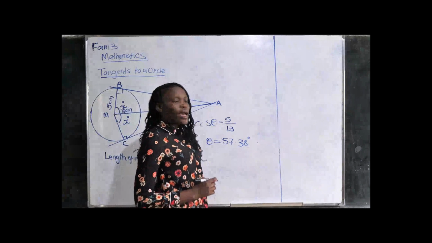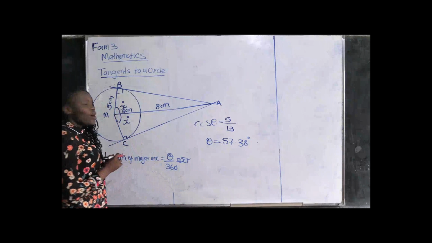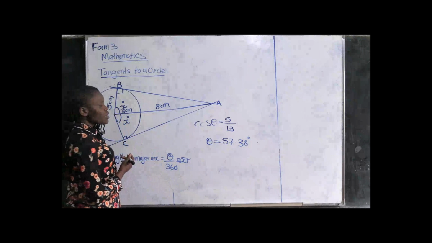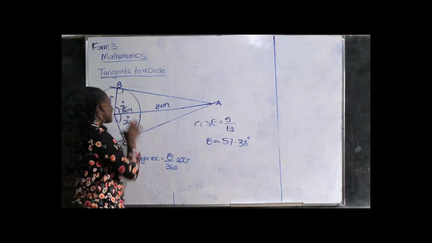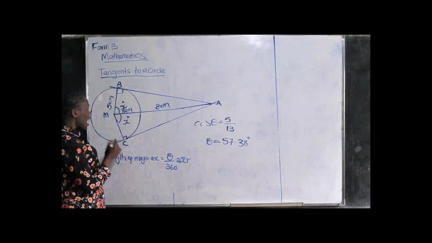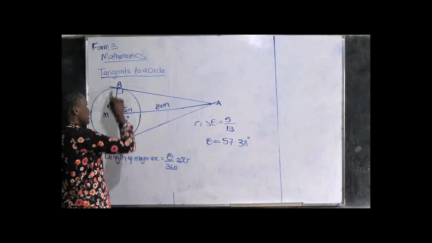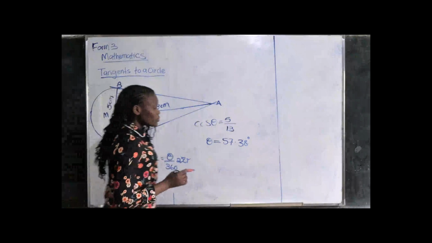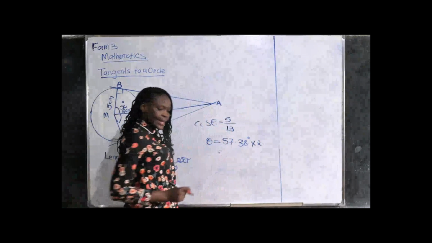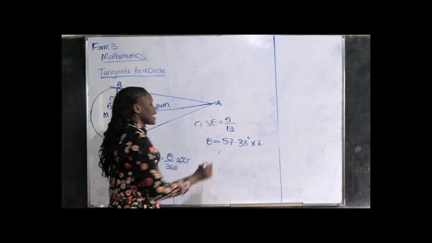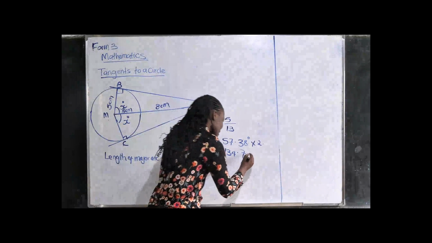57.38 degrees. But we know that what we want is the whole of this. For us to find the whole of this angle, we are going to multiply by 2, because the property said that this angle and this angle, that is angle CMA, is equal to angle BMA. So when we multiply this by 2, we will get 134.76 degrees.